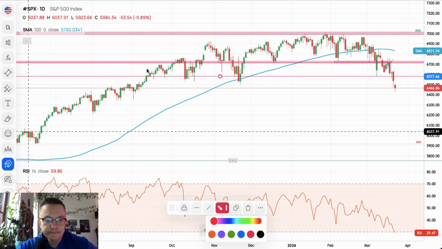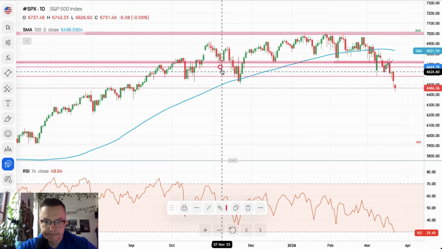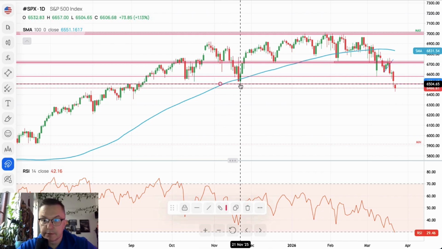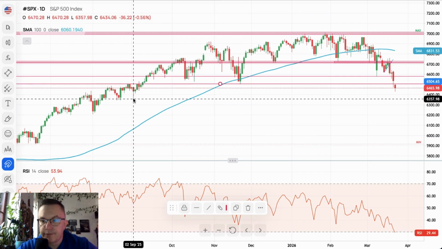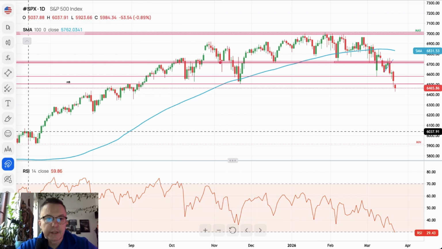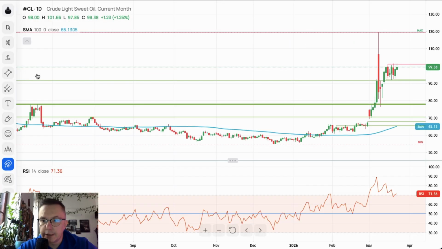Here you are. And where is the support? The next one used to be here. Now this is the resistance. And to be honest, it's quite hard to say where the next target is, but I think 6,357 might be the target for the bears. This is the low from September 2025.